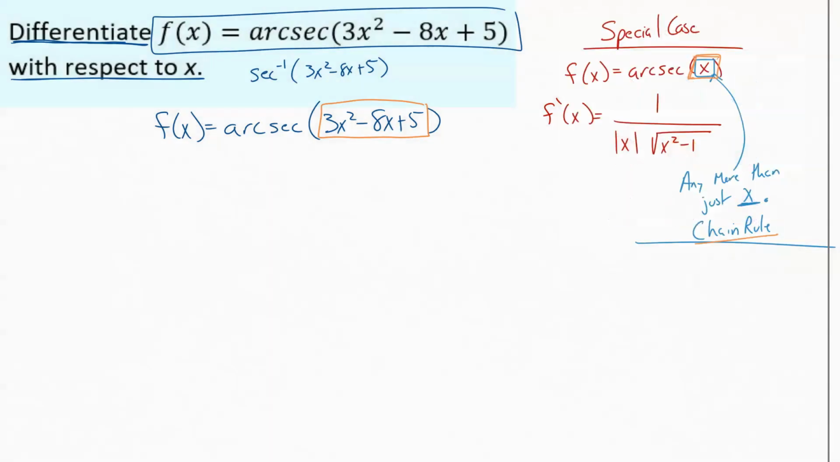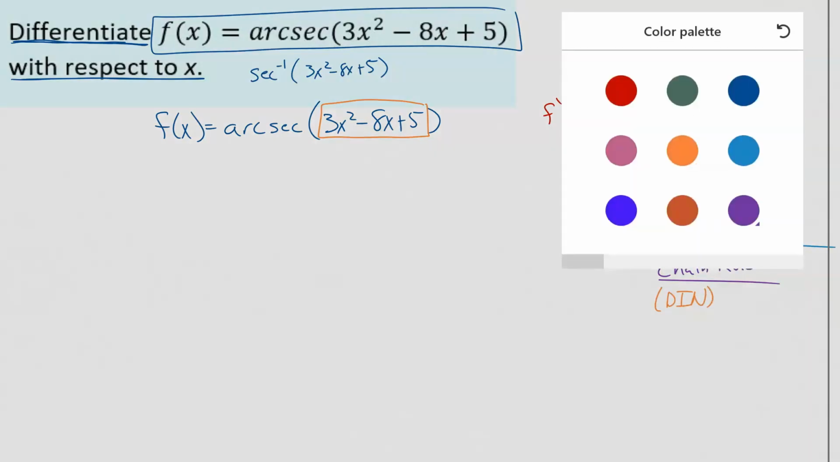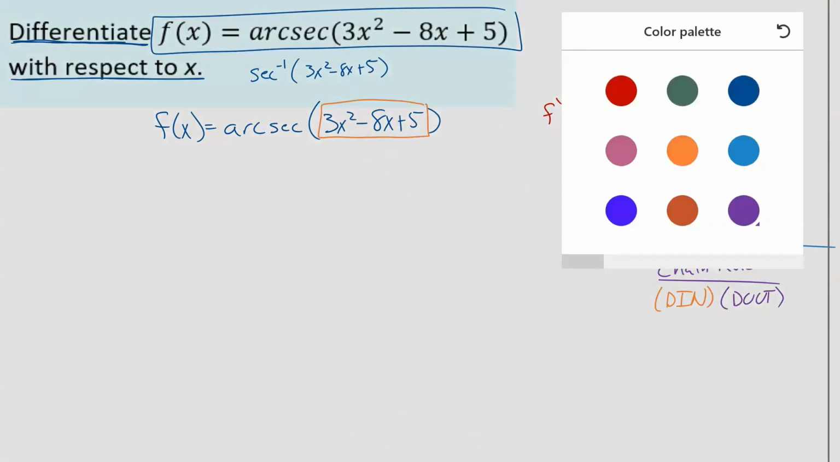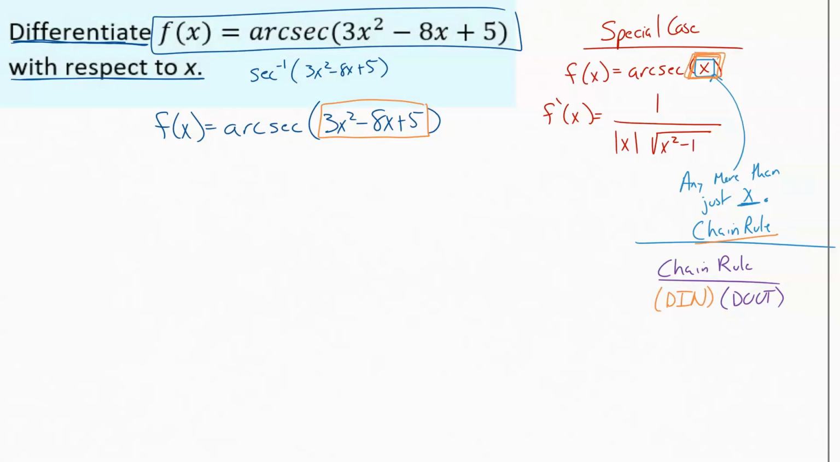My chain rule saying that I like to use goes d in times d out. So the derivative of whatever is on the inside of our function times the derivative of whatever is on the outside. So as we look here, whatever they replace that basic x with in your function, that is your inside piece. That's what got plugged into this arcsecant equation. So we break them into bite-sized problems, and I say, okay, for the in piece, I have 3x squared minus 8x plus 5. And I need to go find the d in, the derivative of that in, to do my chain rule.